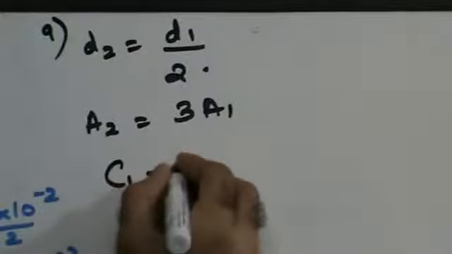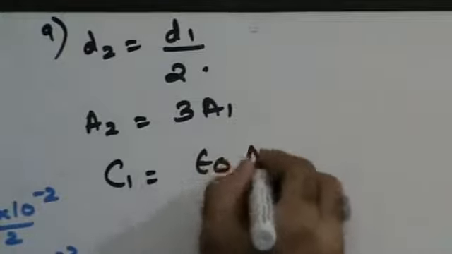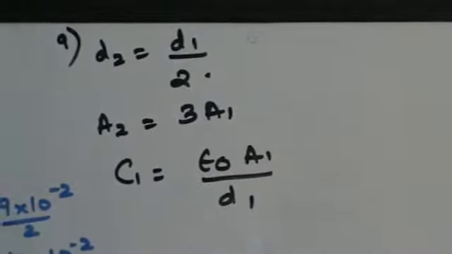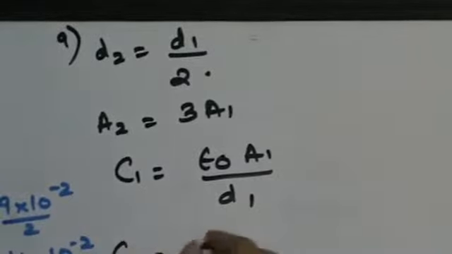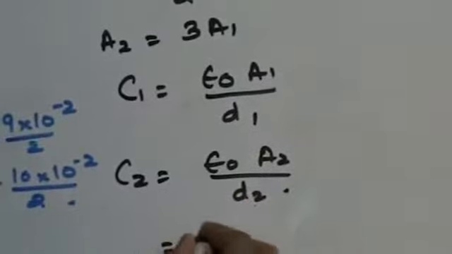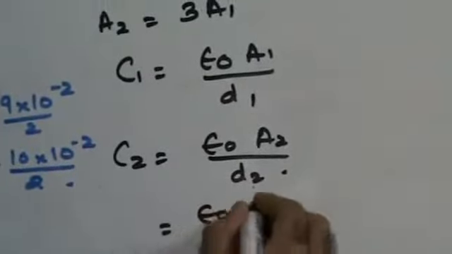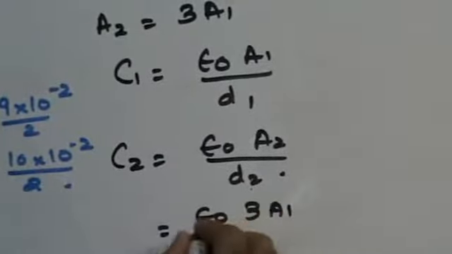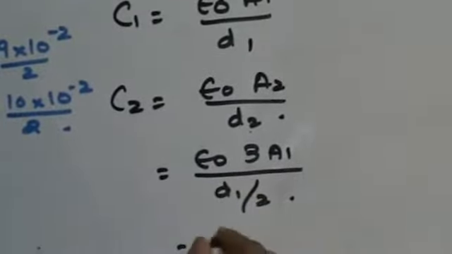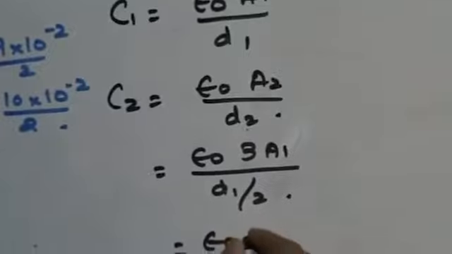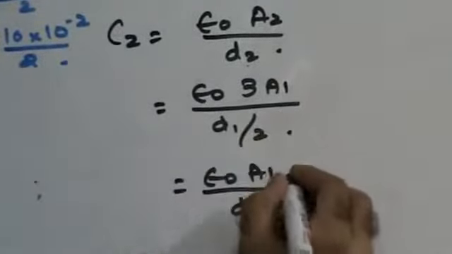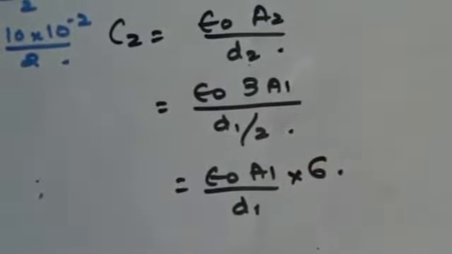Now, initial capacitance C1 is epsilon 0 A upon D, so A1 and D1, right? Final capacitance will be epsilon 0 A2 upon D2, but I can say that A2 can be written as 3A1, and D2 can be written as D1 upon 2, so this is epsilon 0 A1 upon D1. Denominator of denominator becomes numerator, so 3 twos are 6.